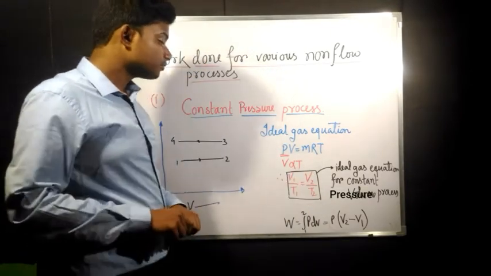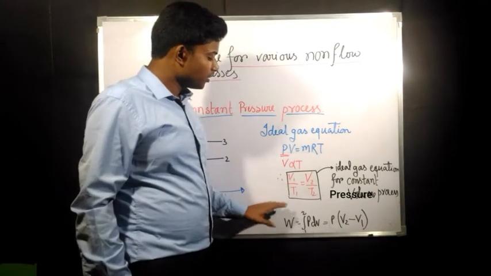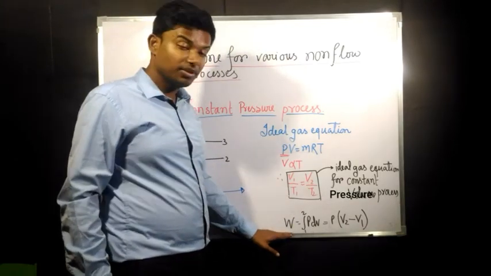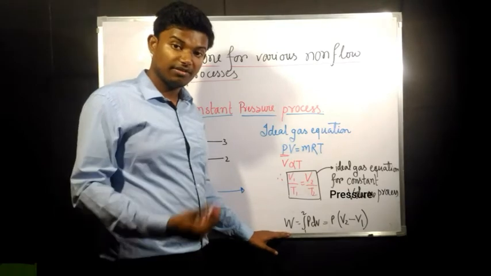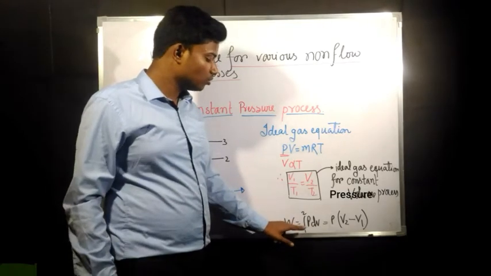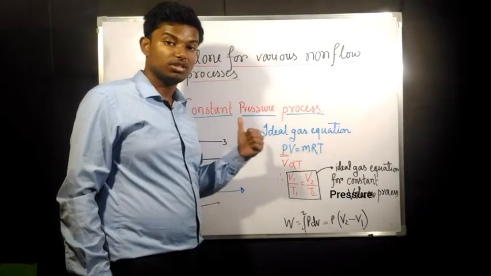So from here, we know that pressure is going to be constant. From this integration, we can derive W, that is the integration from 1 to 2, meaning from state 1 to state 2.